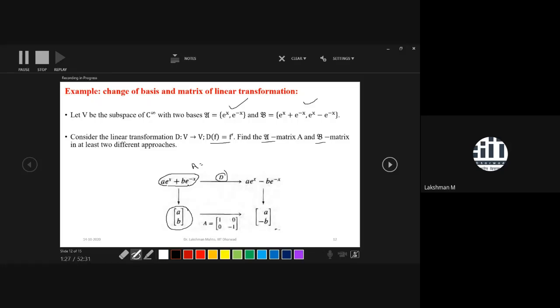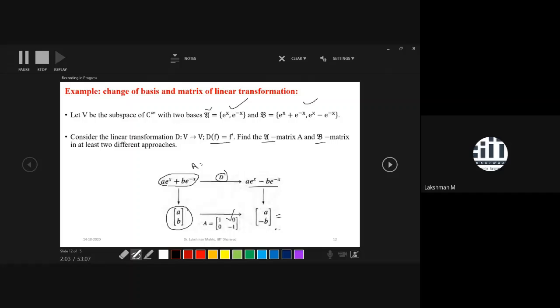After differentiating, what do you get? The derivative of the first term is the function itself, a times e to the power x, and for the second term, a negative comes down from the exponent, so minus b times e to the power minus x. So the coordinate of the domain element is (a, b), and the coordinate of the image element with respect to basis A is (a, minus b). By inspection you can directly get the matrix.